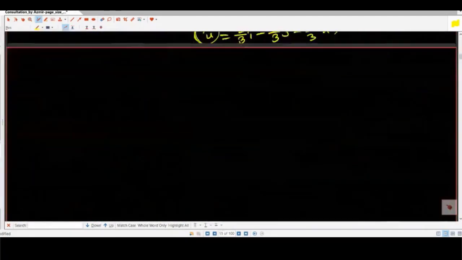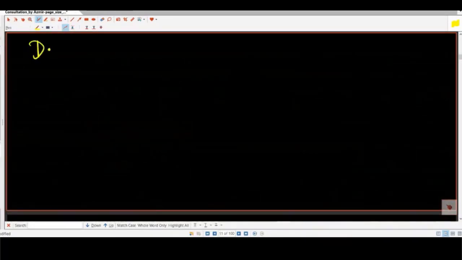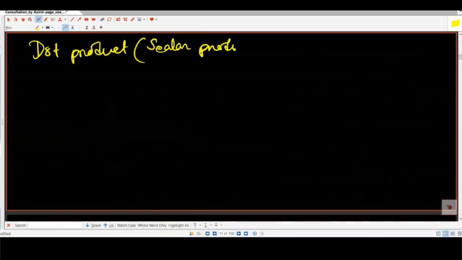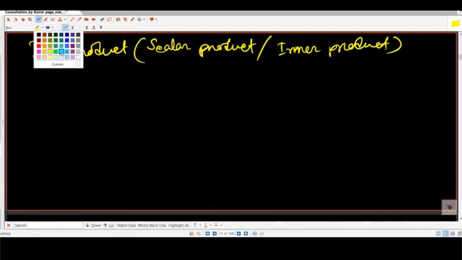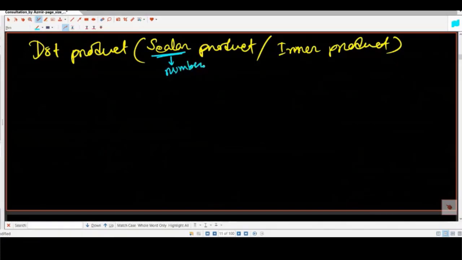Now we have to know what the dot product is. Dot product is also known as scalar product or inner product. By scalar, we understand that it is just a number that has only a magnitude. A scalar has only magnitude, but a vector has both magnitude and direction. So by dot product, we finally get a scalar.